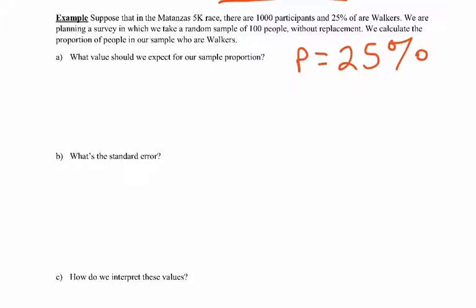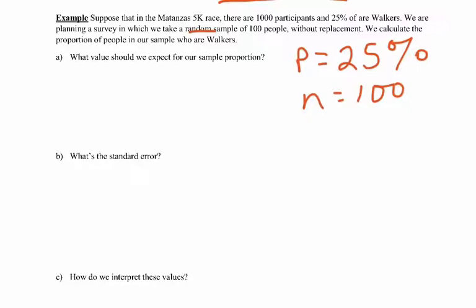We are planning a survey in which we take random samples of 100 people. So what does that mean? That means N is 100, without replacement. And notice they said random, so there's that word. We calculate the proportion of people in our sample who are walkers. So part A says, what value should we expect for our sample proportion?